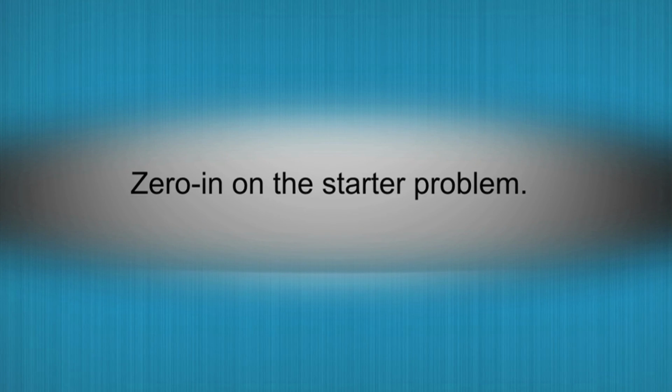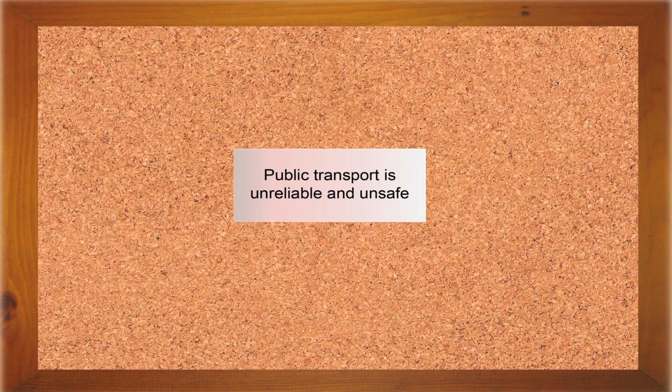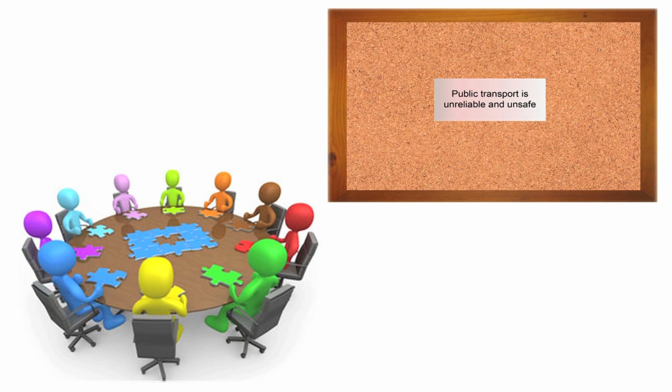Step 2. Zero in on the starter problem. When a consensus on the problem is reached, write the development problem on a card and pin it in the center of the board. Continue to refine if needed. This will bring the stakeholders to a common vision, page, and boundary of the starter problem.